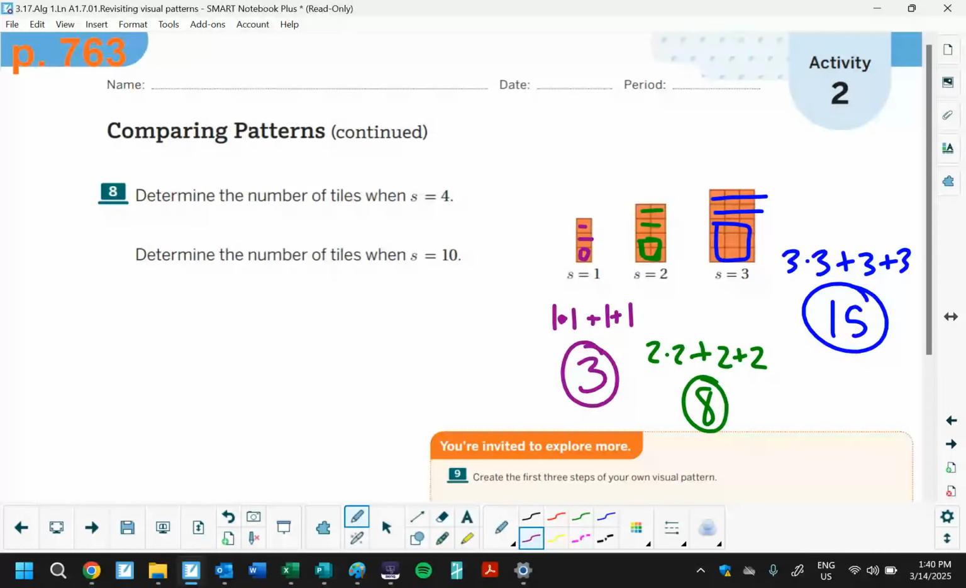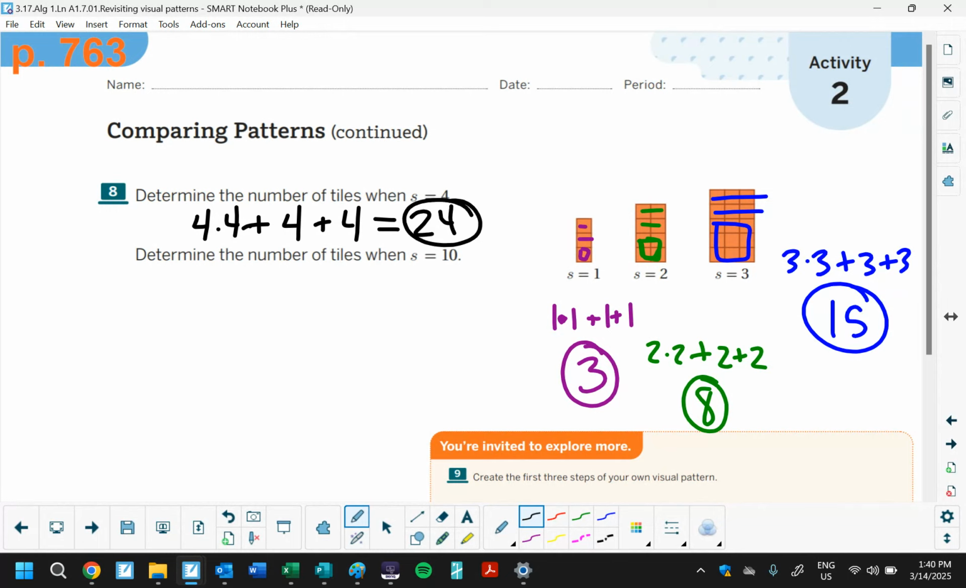So what would 4 be then? You can probably see the pattern. We're going to have a 4 by 4 square, and then on top of that an additional row of 4 and an additional row of 4 on top. So 4 by 4 is 16, plus 4 is 20. I hope you found 24.